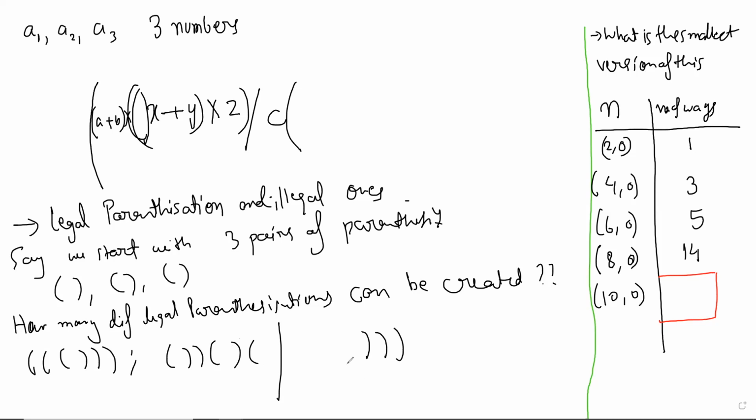Right? You have to use all of them to create a legal parenthesization. In any legal parenthesization, the number of open brackets has to be equal to the number of closed brackets. They can't be different, right?